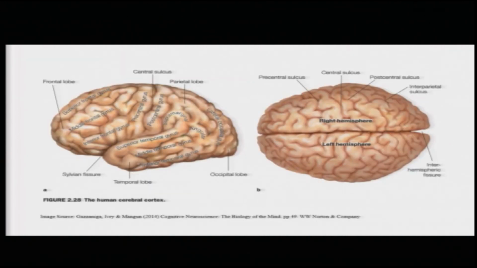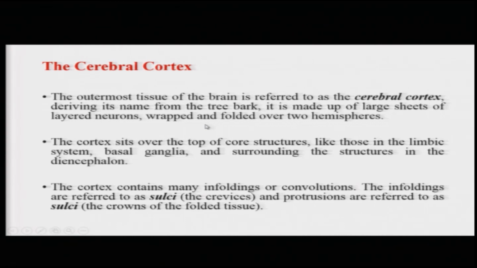So, you can see that this is a set of folded or wrapped convolutions of neurons, and there are so many of these ridges, which are called sulci, and these protrusions, which are called gyri. We will come to that in a bit, but this is where the name cerebral cortex comes from. It is the outermost tissue of the brain, made up of large sheets of layered neurons which are wrapped and folded over two hemispheres.